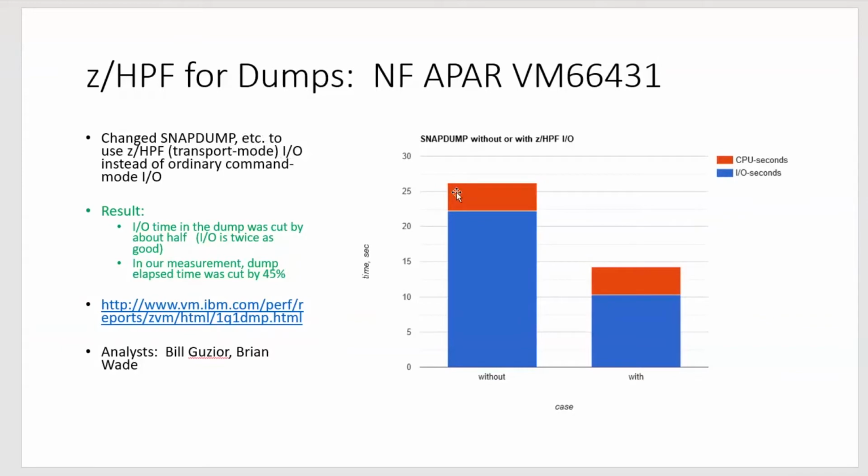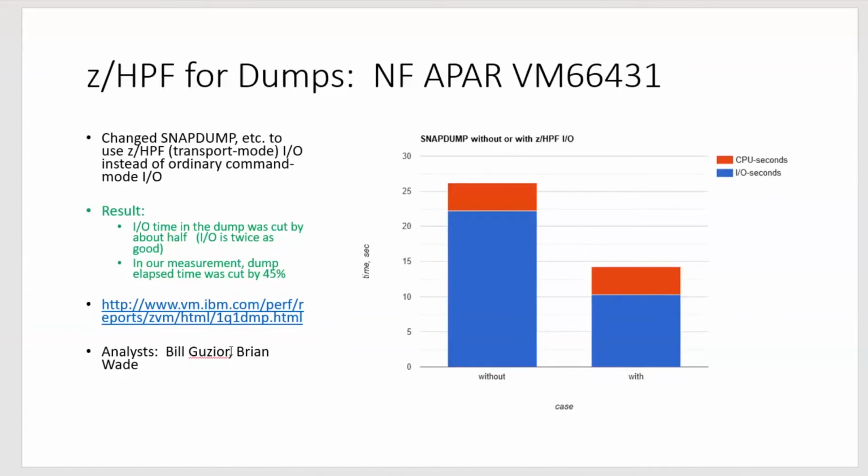And what we looked for was whether we could take I/O time out of the dumping process. We didn't really expect to take any CPU time out of the dumping, but we did expect to take I/O time, and it came out almost exactly the way Harry said that it would. The I/O time in the dump was cut by about half, and in our particular measurement, the elapsed time of the dump was cut by about 45%.